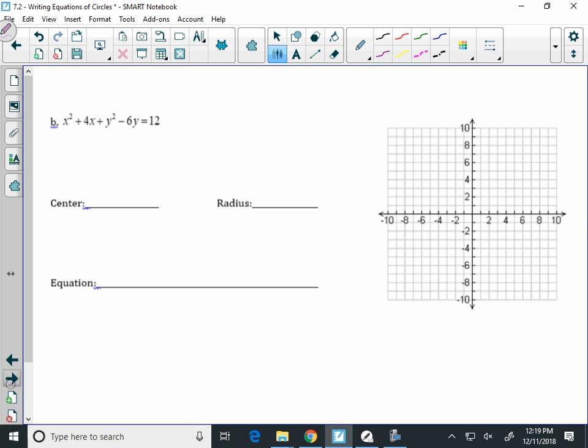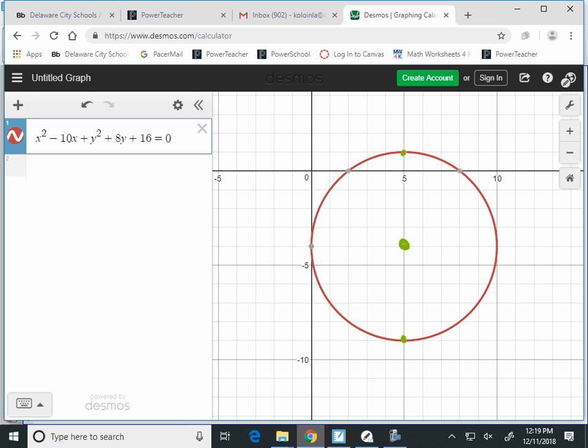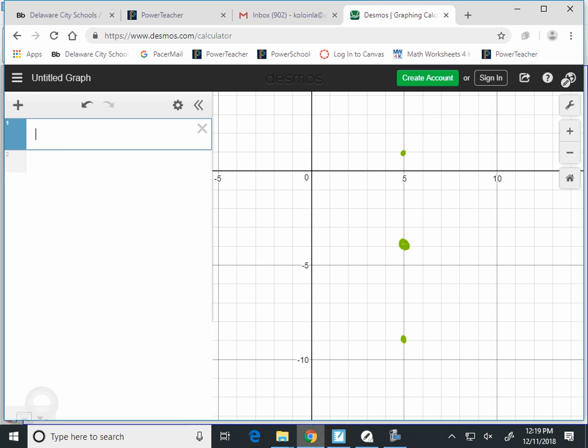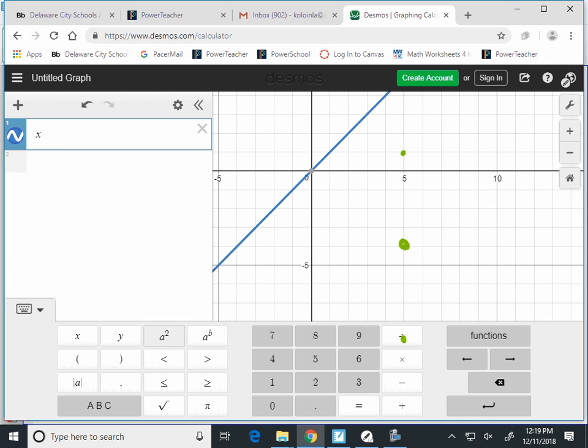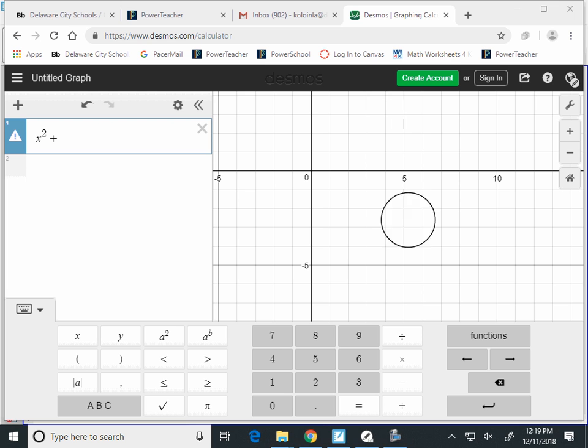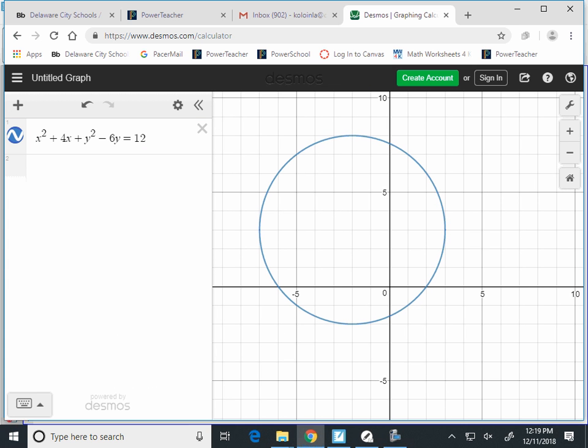Okay. Take a look at the next one. Again, type it in exactly how it is. Even though it's equals 12, the other one was equals 0, doesn't matter. Type it in exactly how it is. X squared plus 4x plus y squared minus 6y equals 12. And there's your circle. Okay?